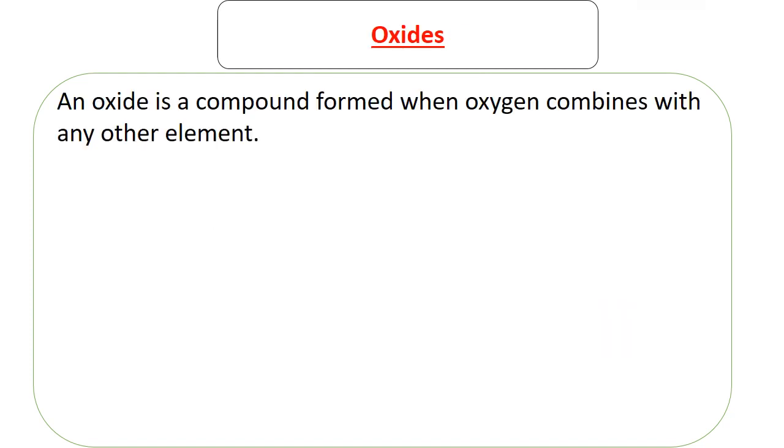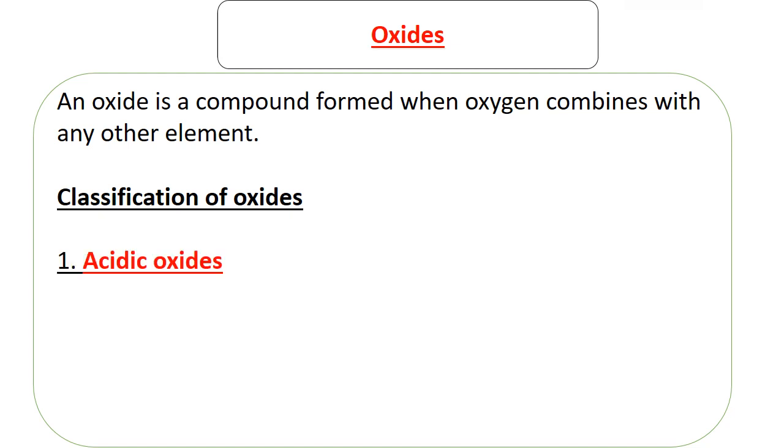So an oxide is just a compound which is formed when oxygen combines with any other element. Whenever oxygen combines with any other element, what is formed is an oxide. There are different types of oxides. There are 4 types of oxides. The first is what are called acidic oxides.